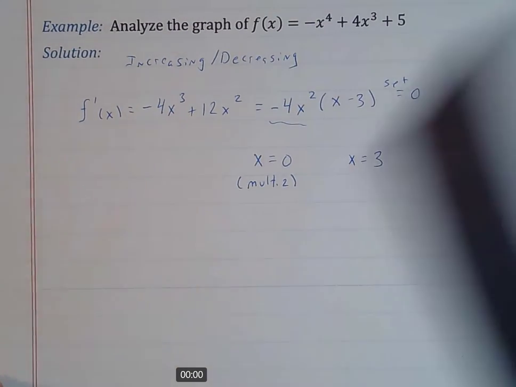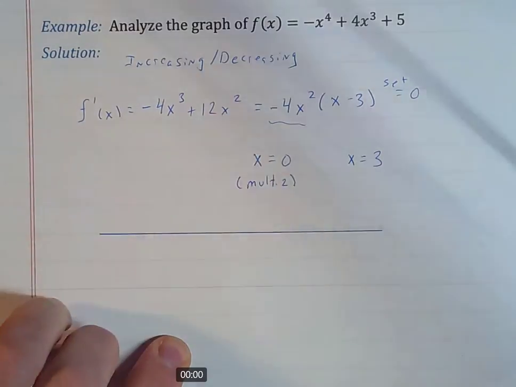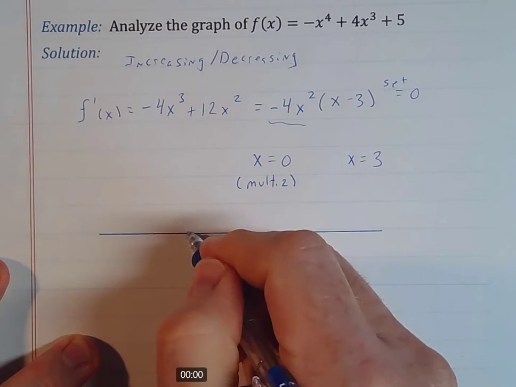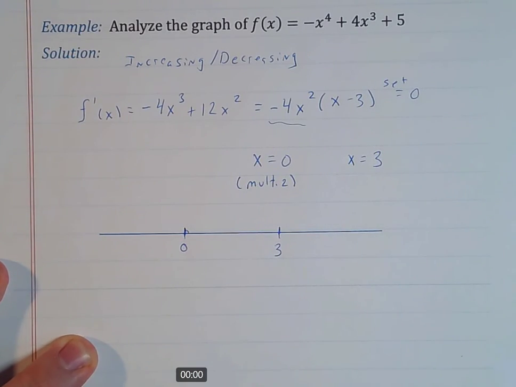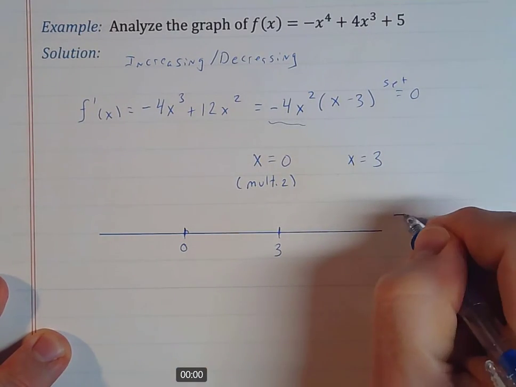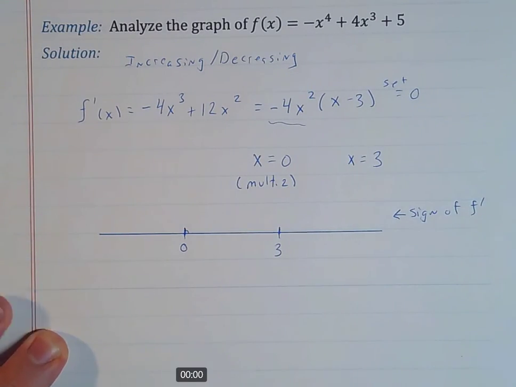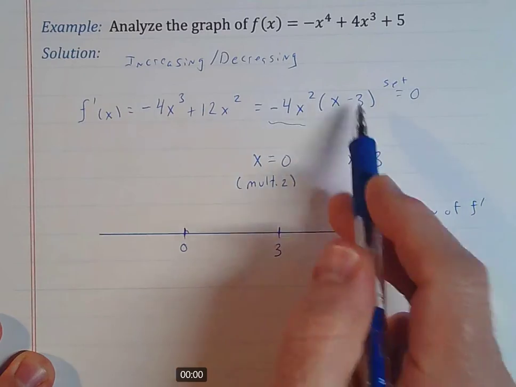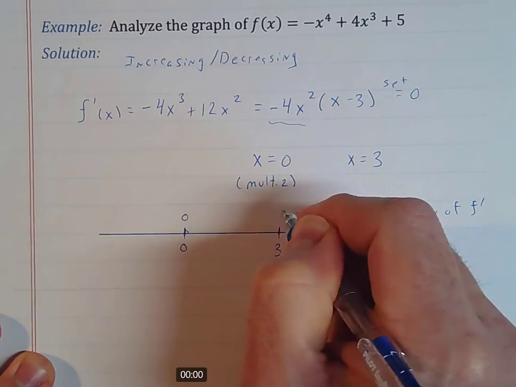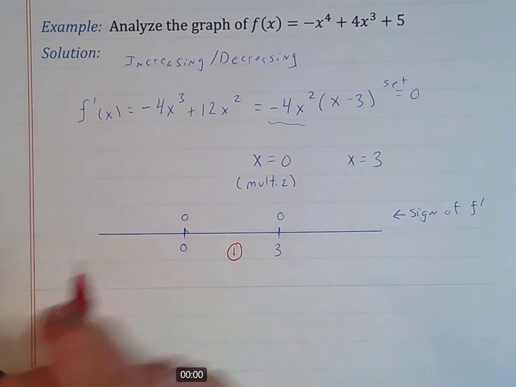Okay, I'm going to make myself a sign chart here. And so I know 0 is an important number. I know that 3 is an important number. I'm going to put up here, this is the sign of f prime. So what I know is that at 0 and 3, f prime is equal to 0. I'm going to indicate that here. And now I've got to choose a test number. Let's choose a number like maybe 1. That's going to be my test number.